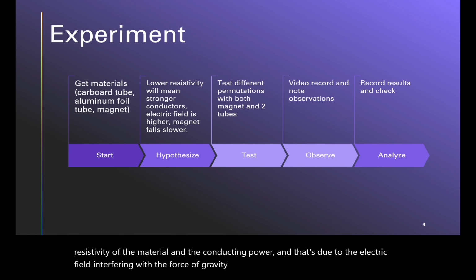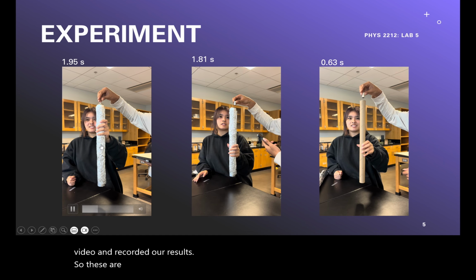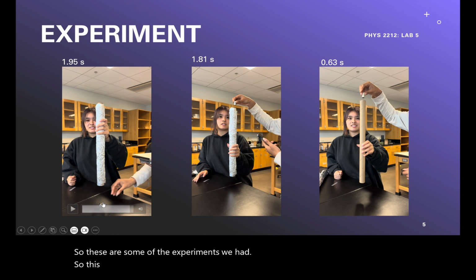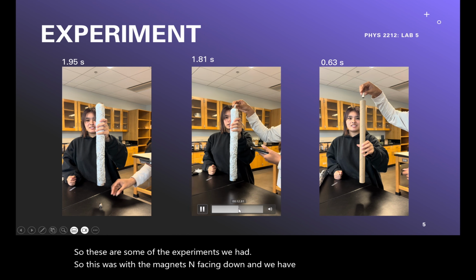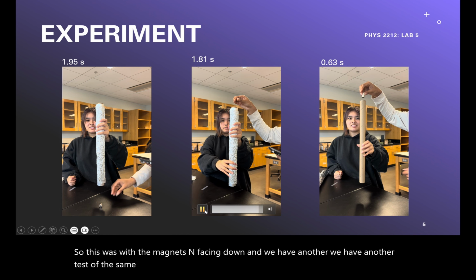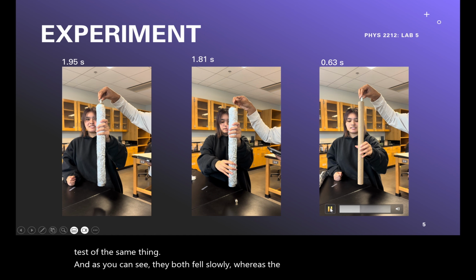So for the experiment, these are the steps that we used. These are some of the experiments we had. This was with the magnet's north facing down, and we have another test of the same thing. And as you can see, they both fell slowly, whereas the cardboard tube fell more quickly.